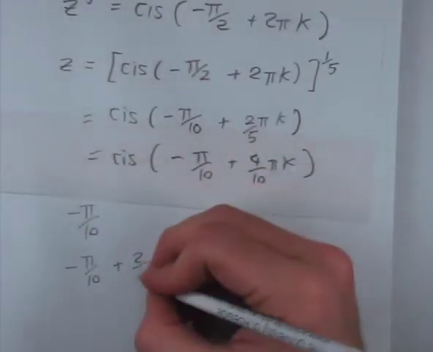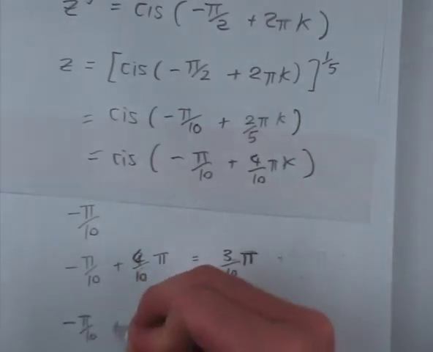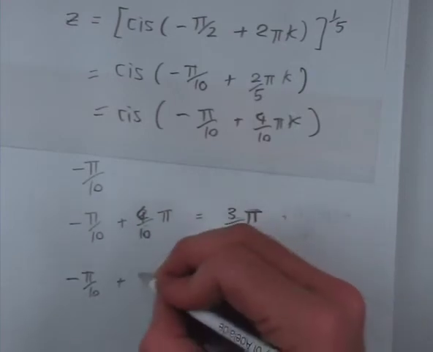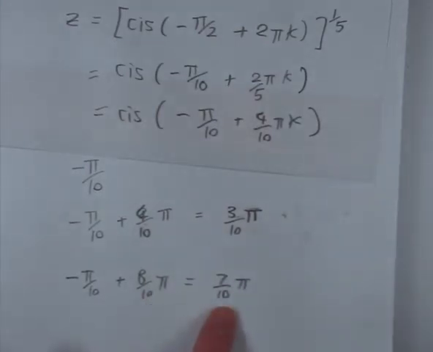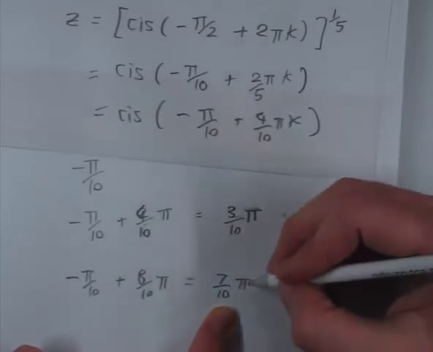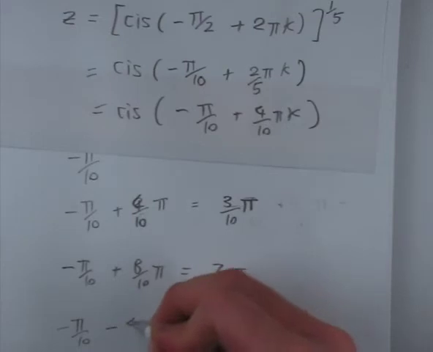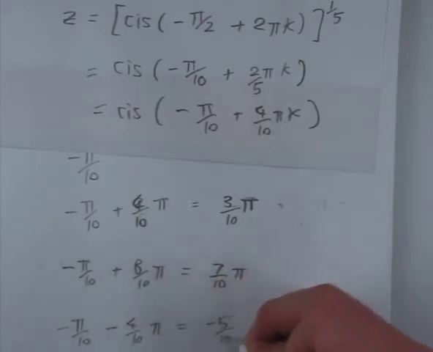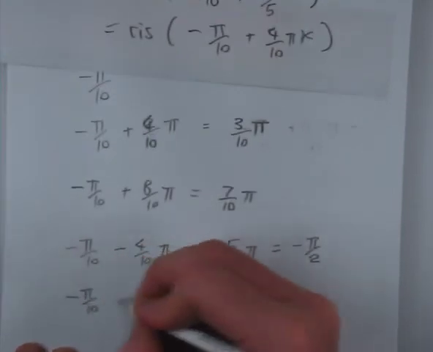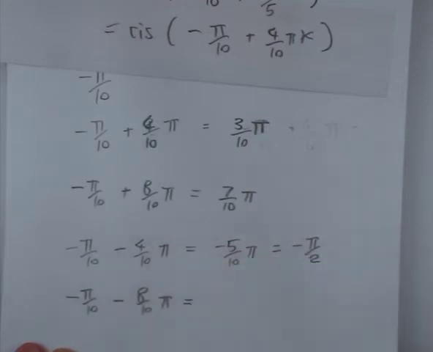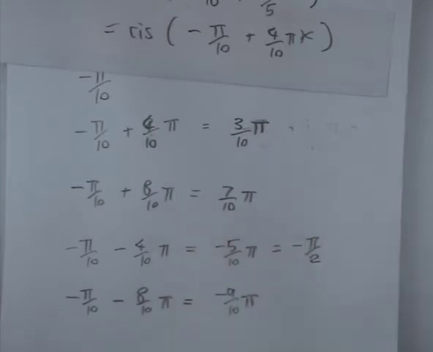So if k is 1, I've got minus 1 tenth plus 4 tenths of pi, so that's 3/10 of pi. And then we've got plus 2 times that, which would be 8/10 of pi. Cool. If we go another 4/10, we're going to go beyond pi, right? Because we're going to get to 11/10 of pi, which is beyond pi. So we should probably go the other way now. So that's minus 5/10 of pi, which is actually minus pi on 2. And minus 8/10 of pi is actually minus 9/10 of pi. Okay, so there's our answers, and they all just have cis's on them.